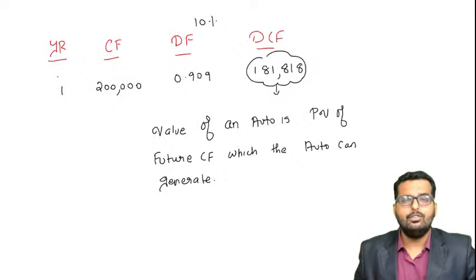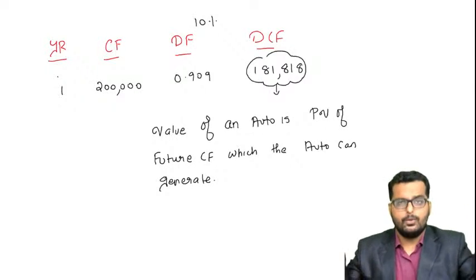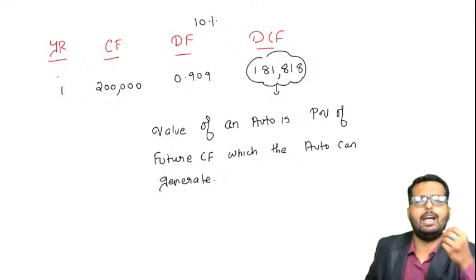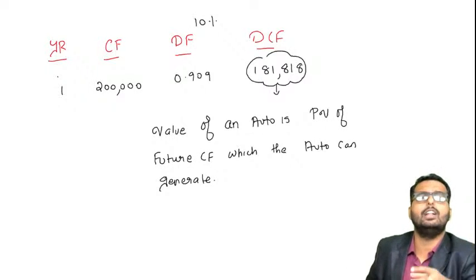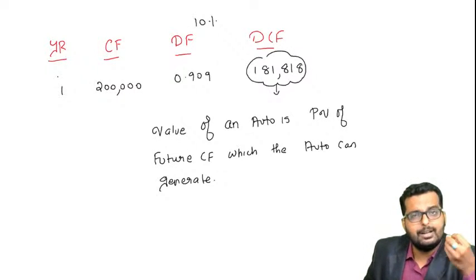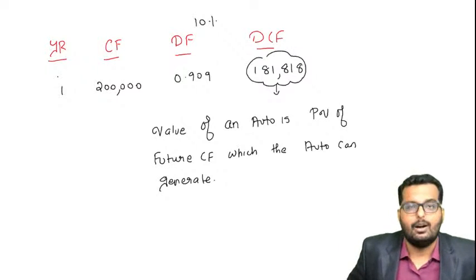No. The price of the auto will go up only if the future cash flow of the auto will go up. But suppose tomorrow the government comes up with a rule that taxis can charge prices lower than the autos. Now auto will not even get 2 lakh. Auto will get much less than 2 lakh. In that case, the price of the auto will come down.